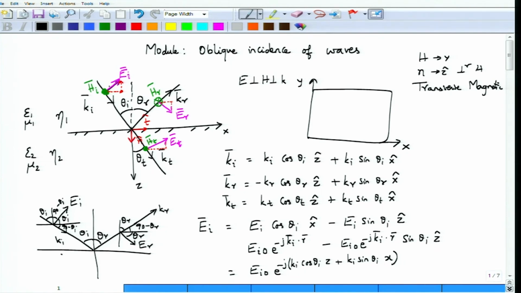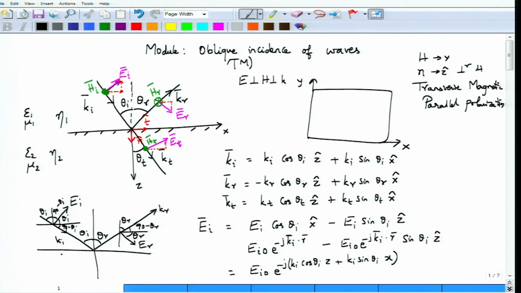we say that the electric field is in the plane of incidence, the plane of incidence being formed by the k vector and the normal to the interface. In that plane you actually have an electric field sitting there, okay. Therefore, this is called parallel polarization, wherein the electric field is parallel to the plane of incidence, and the magnetic field is completely perpendicular to the plane of incidence. Therefore, this is called the TM case.